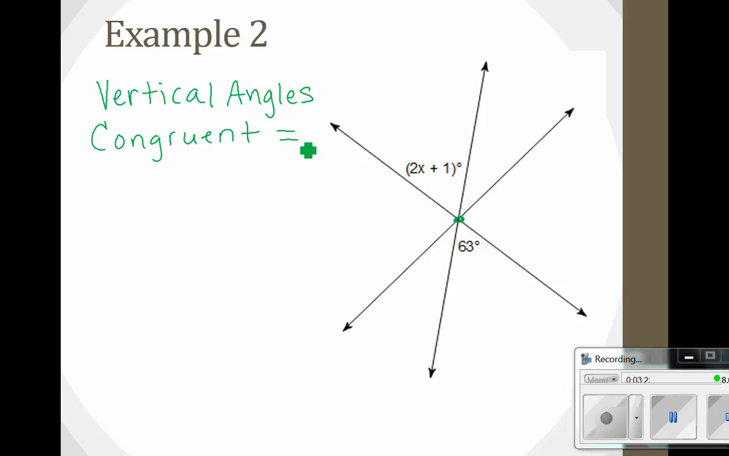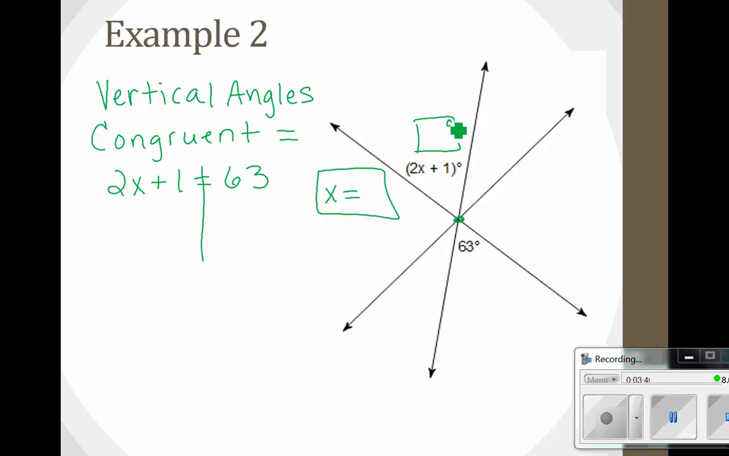So I can write that equation, draw a line down the equal sign, and I'm going to solve. I already know I'm going to have to get x equals, and I know I'm going to have to get this angle measurement, and it should be 63. So let's go back to the equation. Subtract 1 from both sides. 2x equals 62. Divide both sides by 2. So x equals 31. So I can fill that box in.